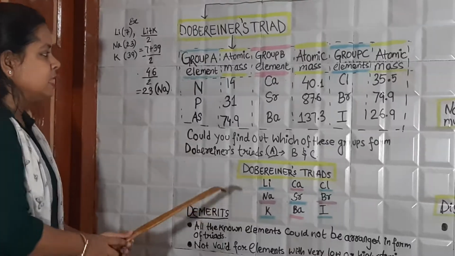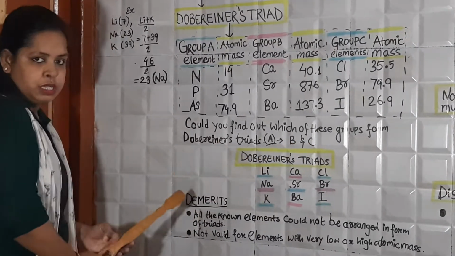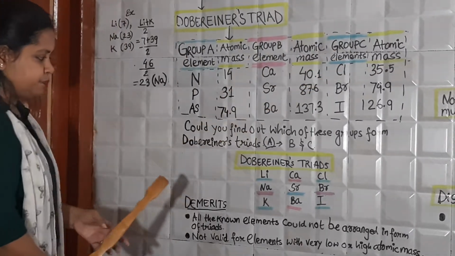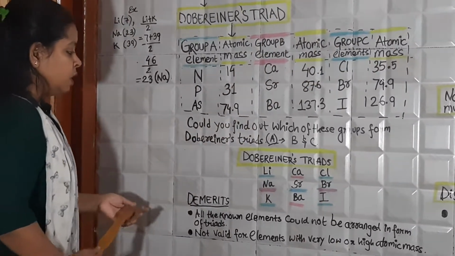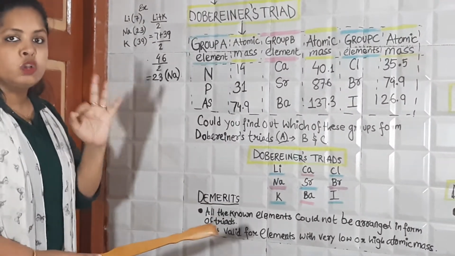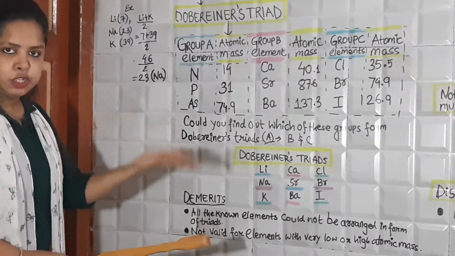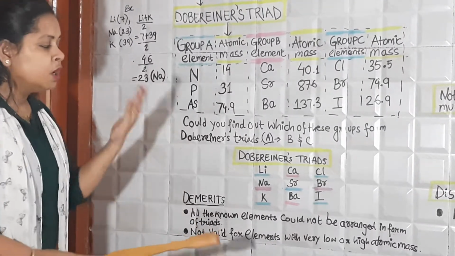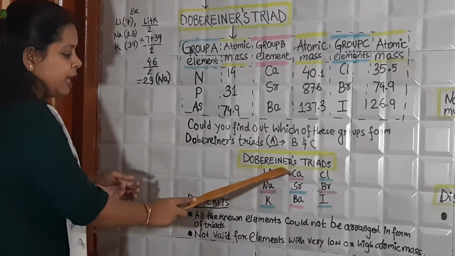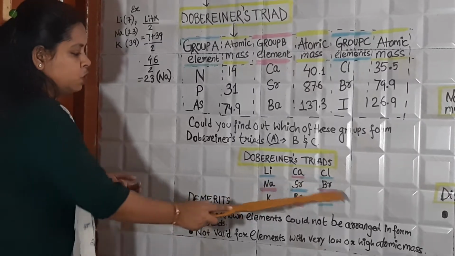You will see the answer is group B and group C. He could form only three groups under the Dobereiner triads that follow the triad law. That is lithium, sodium, potassium; calcium, strontium, barium; chlorine, bromine, iodine. These are the three groups.